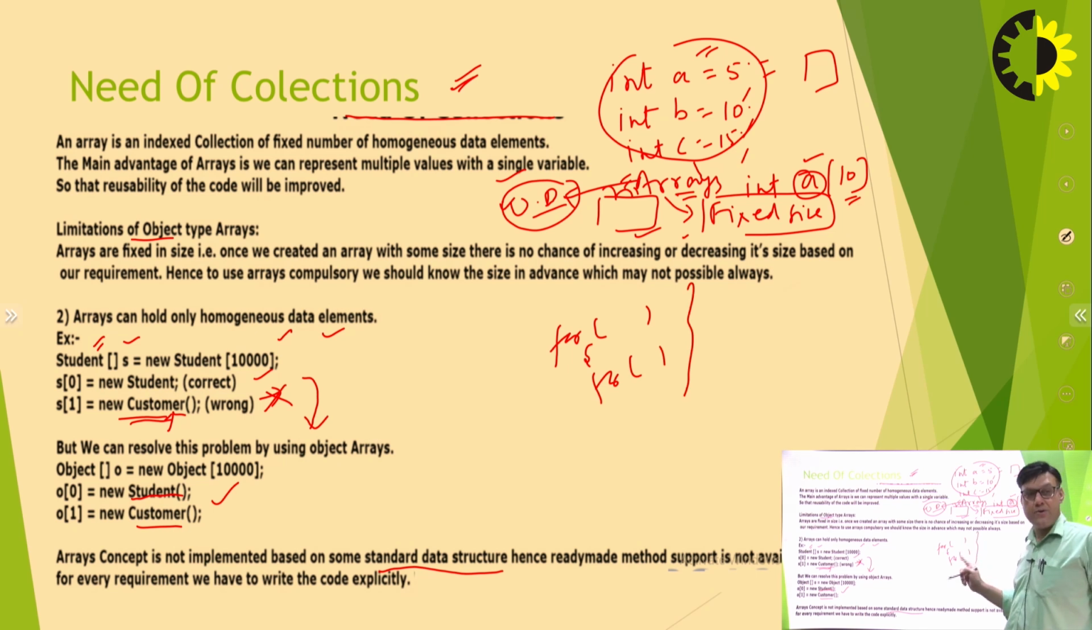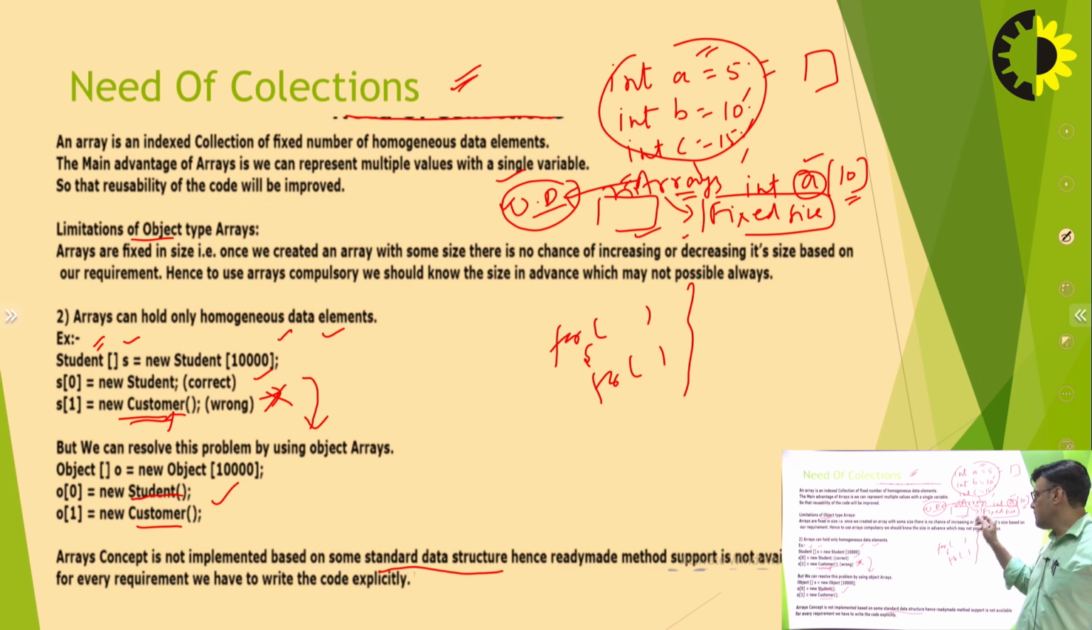Okay, I need to write the code. Because Java arrays are not based on any standard data structure, whereas collection supports standard data structures, which means it supports ready-made methods. But array does not support ready-made methods because we need to write the code. And in collection we already have a ready-made method, like dot sort.